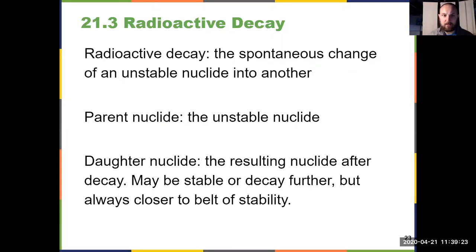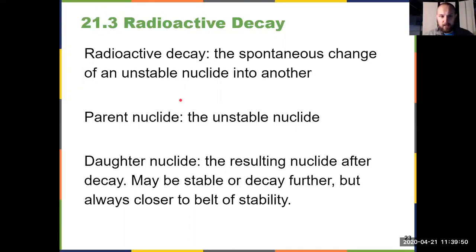Okay, and radioactive decay is the spontaneous change of one radioactive or unstable nuclide into another. Okay? And in the previous video, we said that we're always spontaneously reacting to form a more stable nuclide. Might still be radioactive, but it's closer to the belt of stability. Okay? And when we're undergoing a step in a radioactive decay process, our reactant is called the parent nuclide. That's the thing that's unstable.